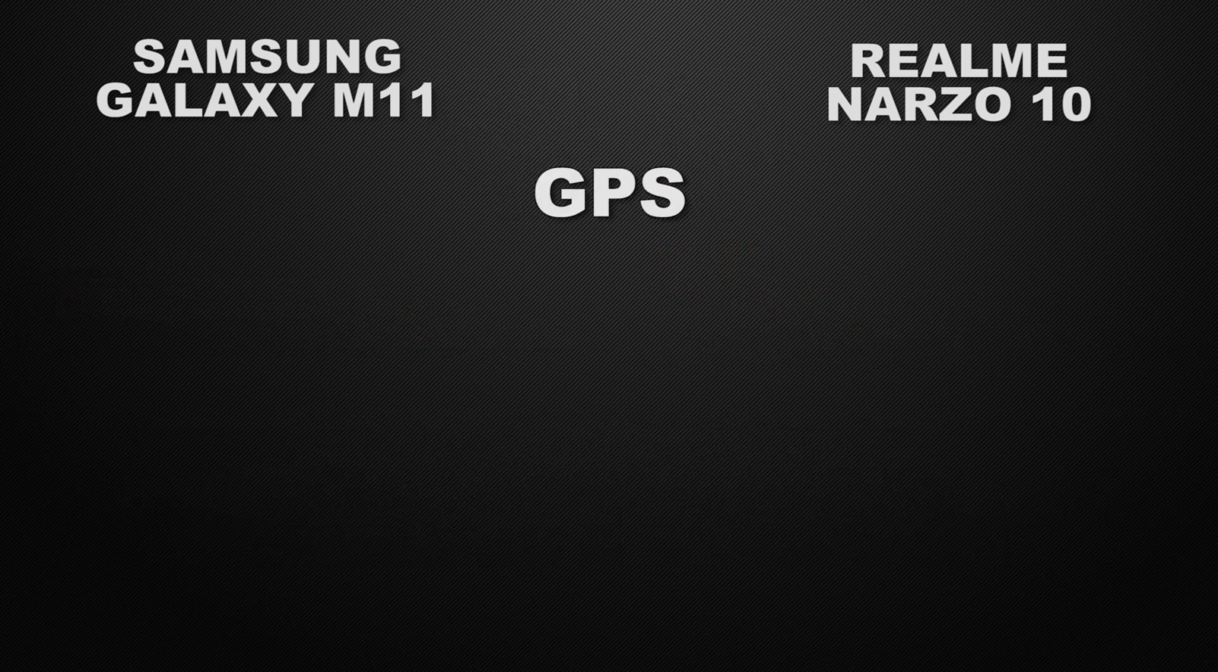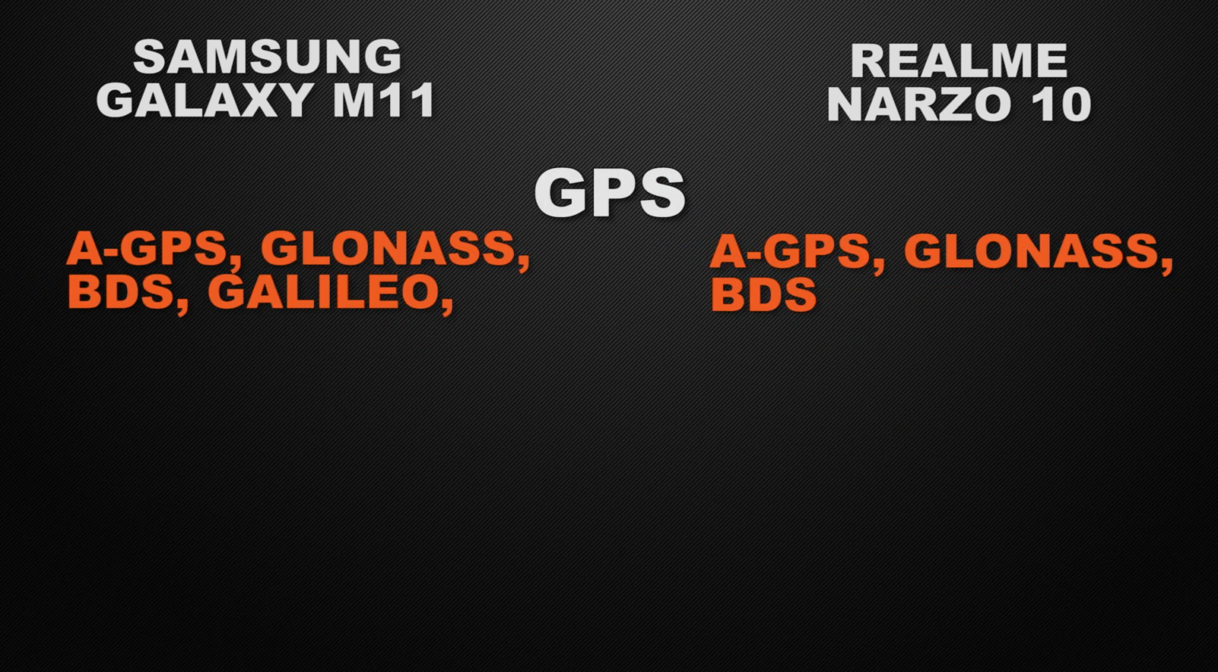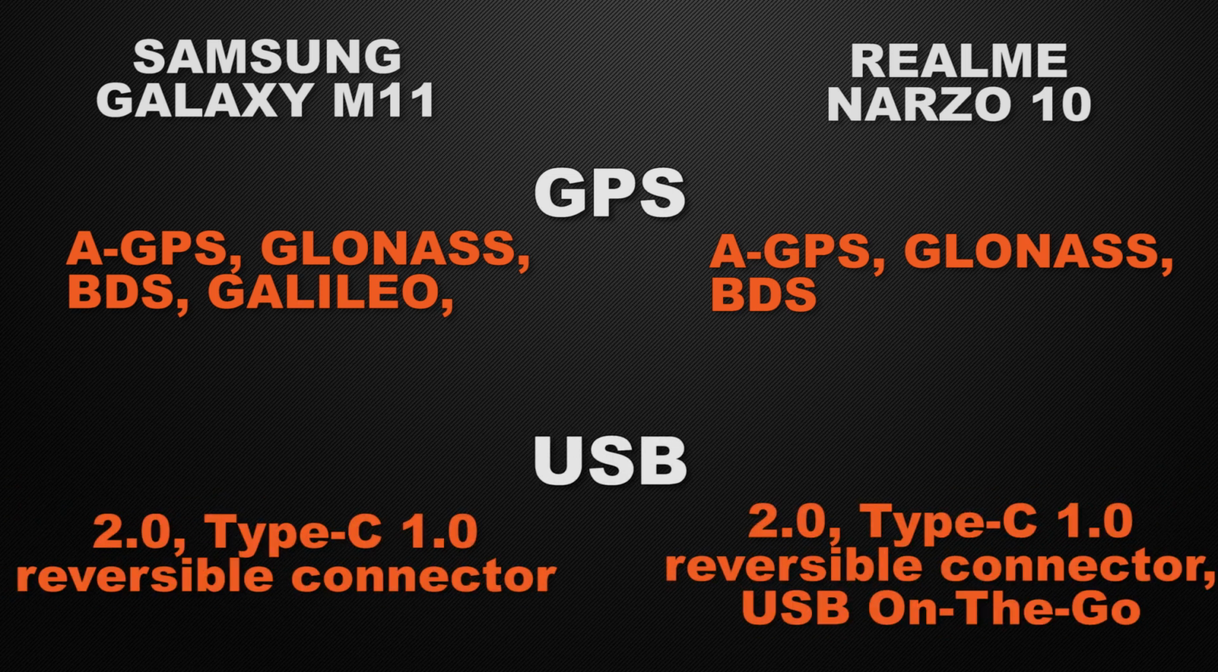And about the GPS of the devices, both of the devices have AGPS, GLONASS and BDS, but M11 has Galileo, so the winner here is M11. And about the USB port of the devices, both of the devices have the 2nd generation Type-C connector, but Narzo 10 has USB OTG support, so the winner here is Narzo 10.